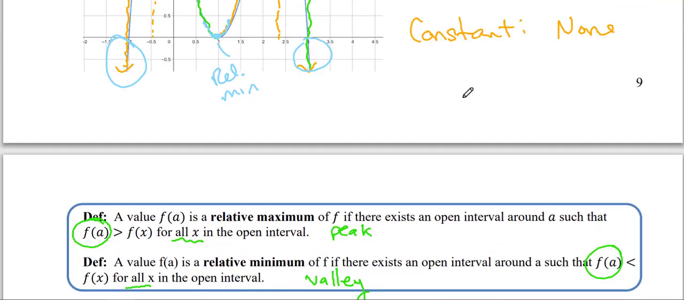Over here, these values that continue on down forever, because it continues on down forever, you don't get a min out of those because it doesn't ever turn back around such that you have that valley. Okay?